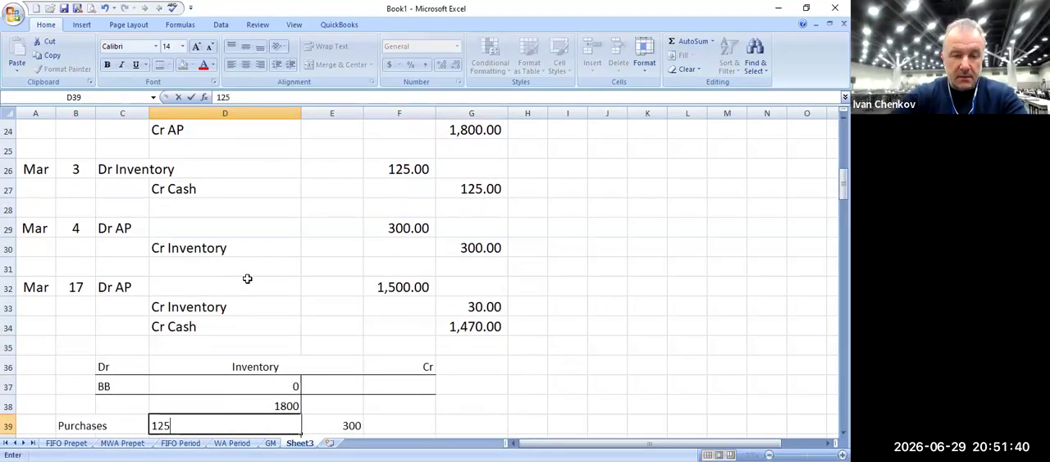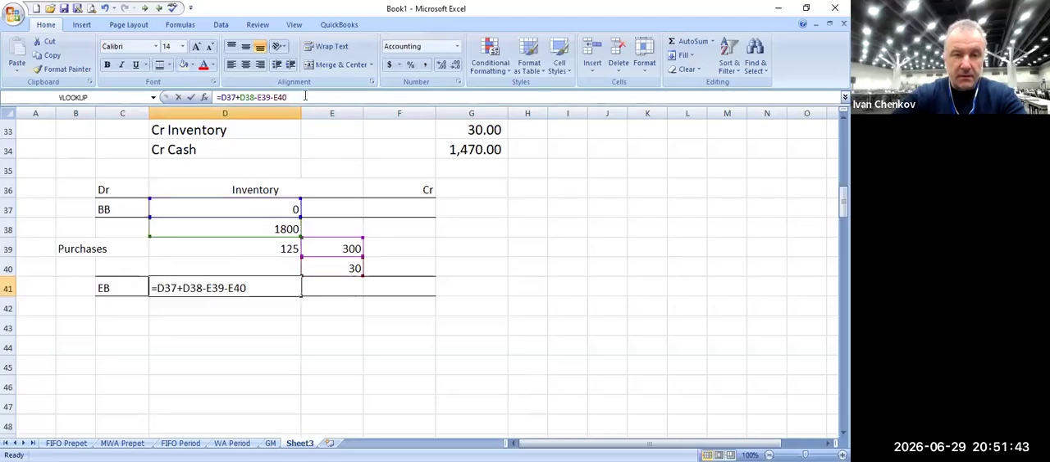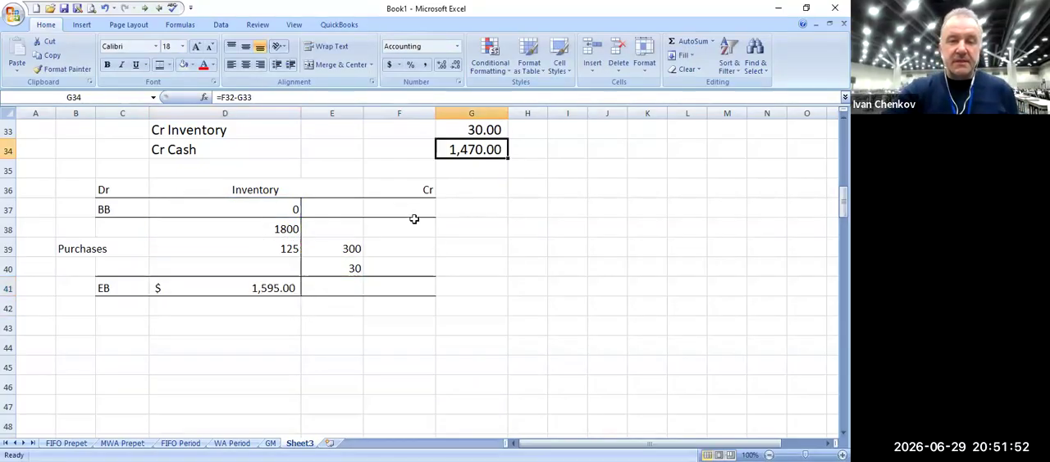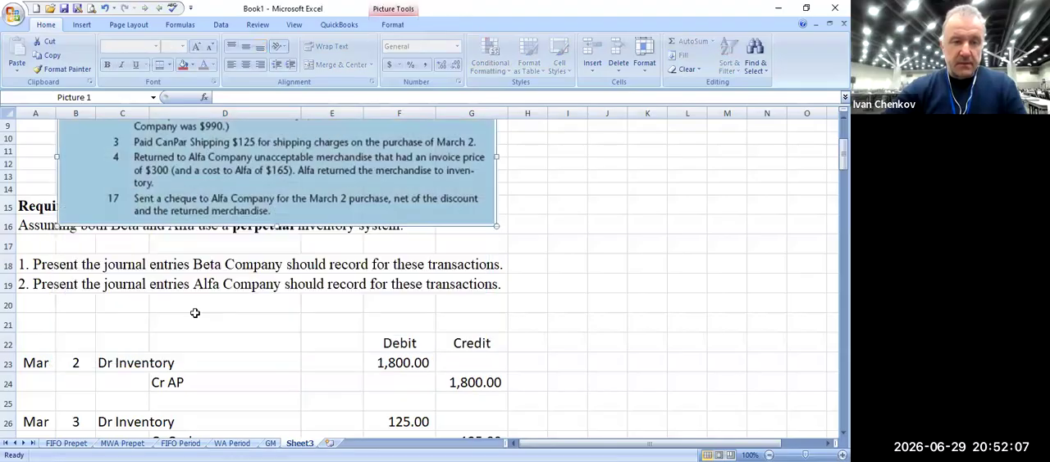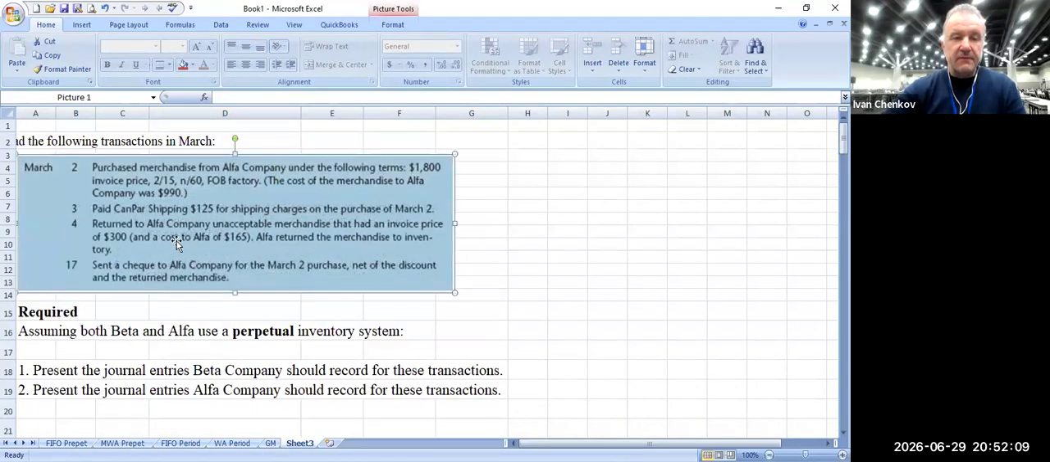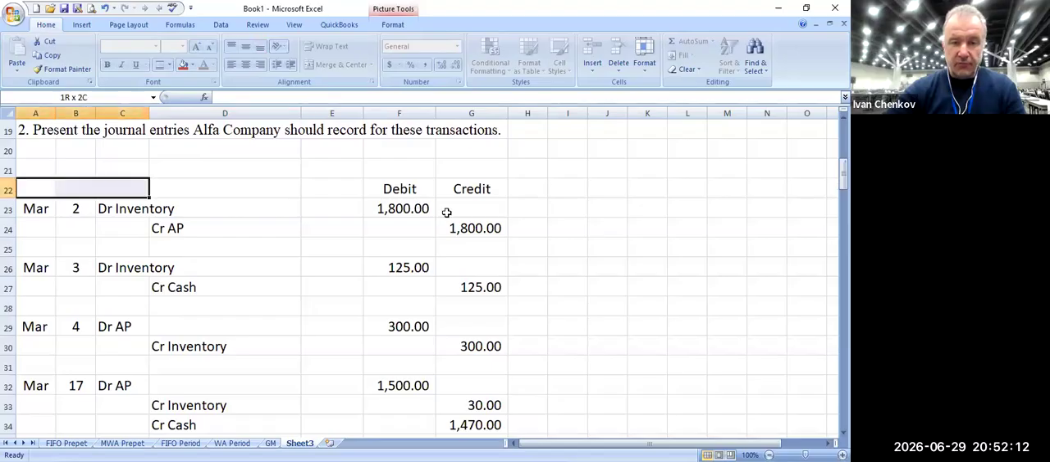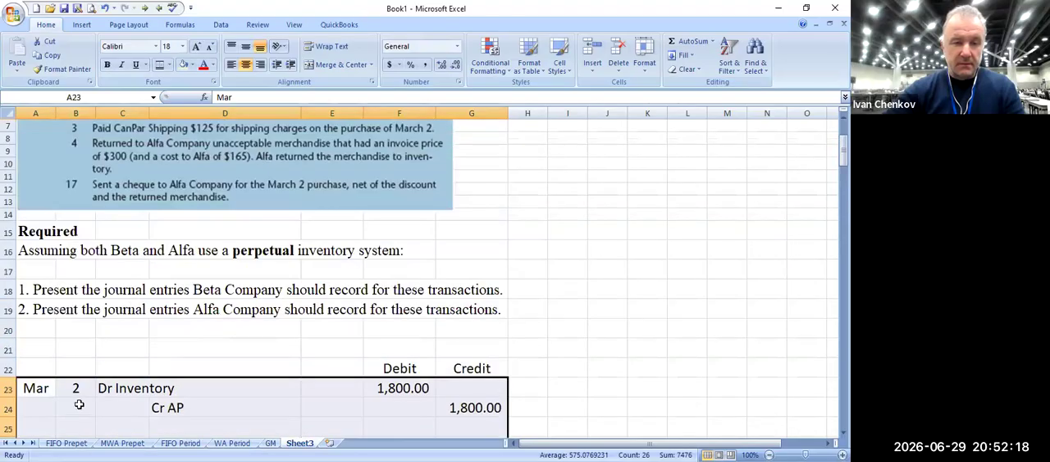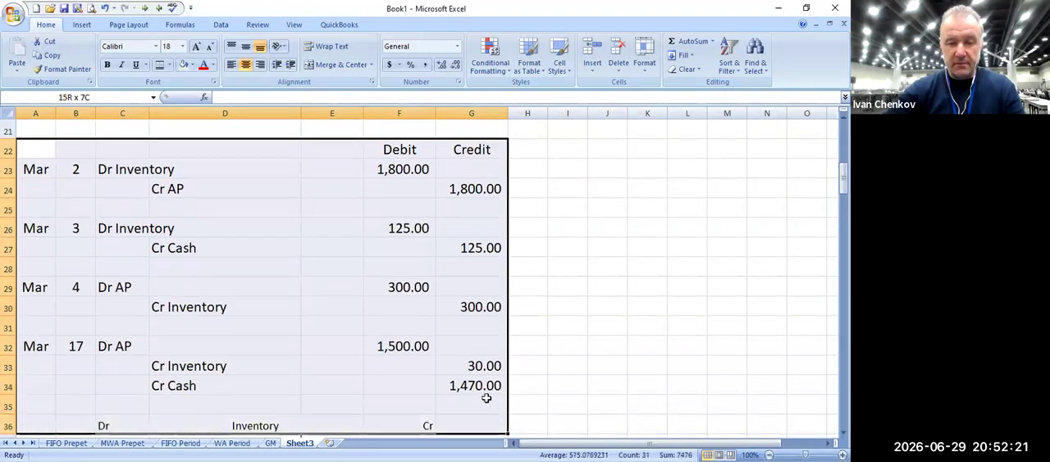Let's put here the shipping. Now our inventory is going to be plus 125. But the point was for you to see that the cash that we paid to our supplier is exactly the value of the inventory that we have without the shipping. Okay, we did this from the point of view of the purchaser. If we're purchasing the inventory, that's what's going to happen. Now let's do the same thing, but from the seller's point of view.